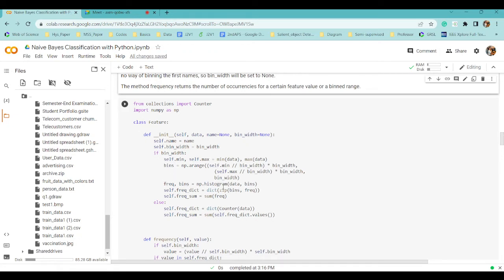And there's something called a histogram. So we are creating a histogram with that. Okay.